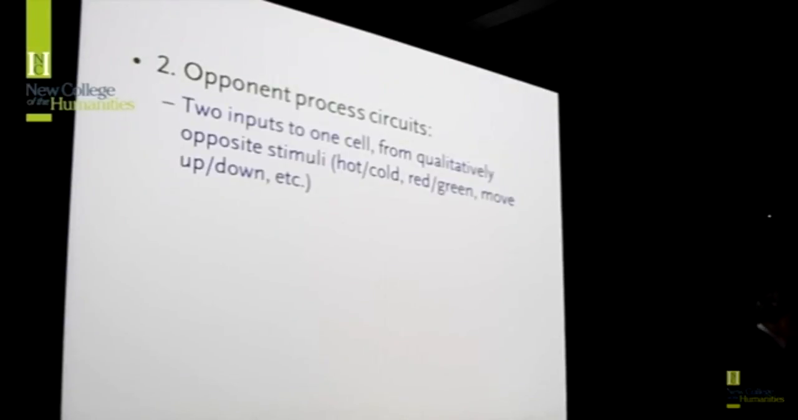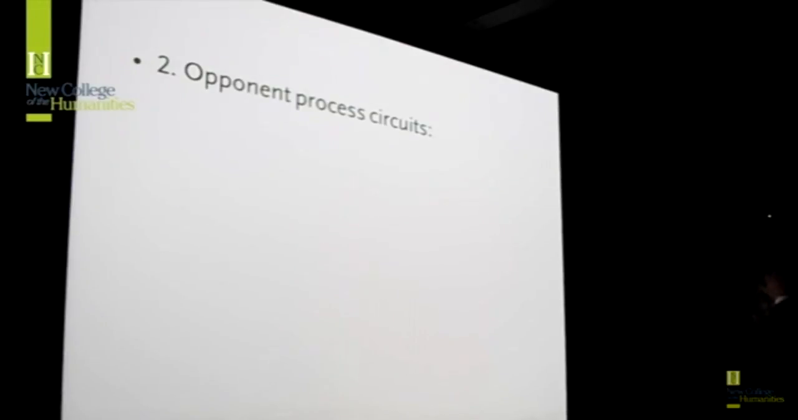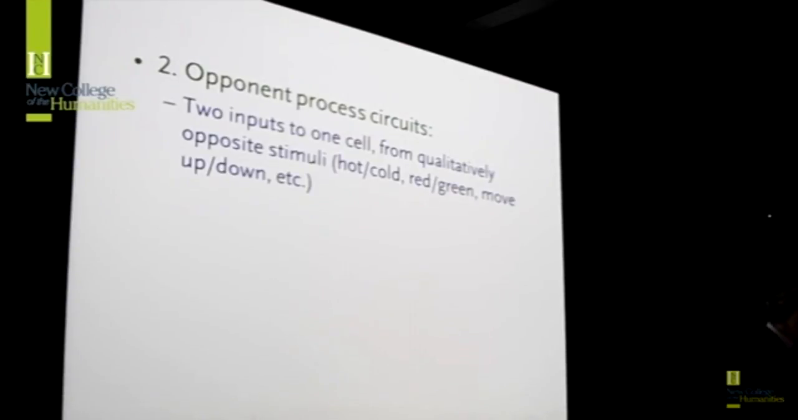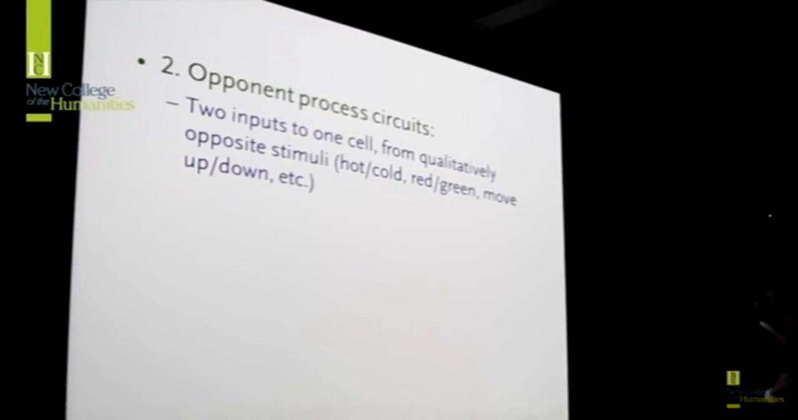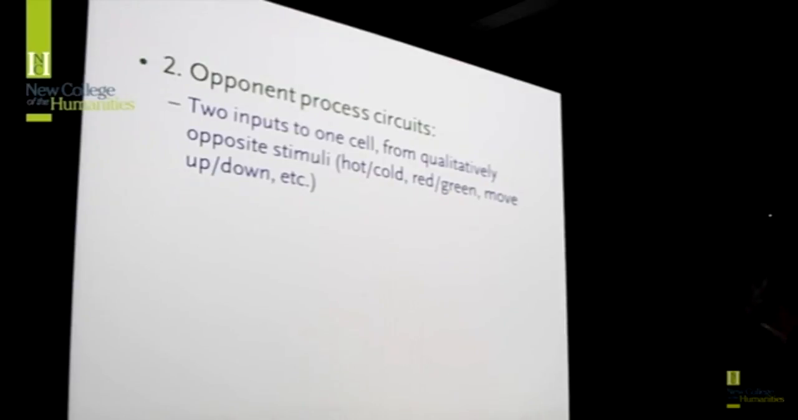Here's how they work. Opponent process circuits are also a widespread feature of neural wiring throughout the animal kingdom. It works as follows. You've got two inputs to one neuron, one output, that themselves respond to qualitatively different aspects of a stimulus. You can see this feature of wiring across all of the senses. So you might have, say, a heat detector in your skin that feeds into a neuron, and a detector of cold that feeds into the same neuron, one of them exciting the neuron, the other inhibiting the neuron.